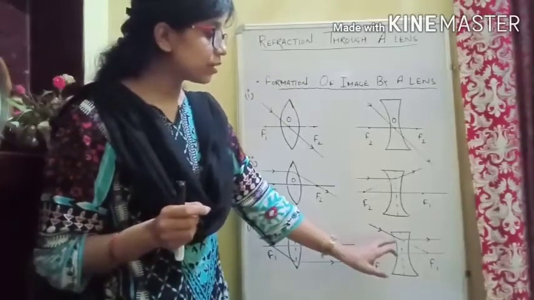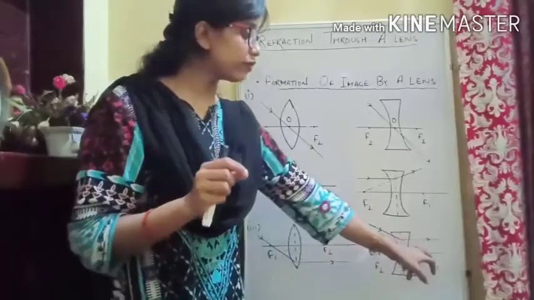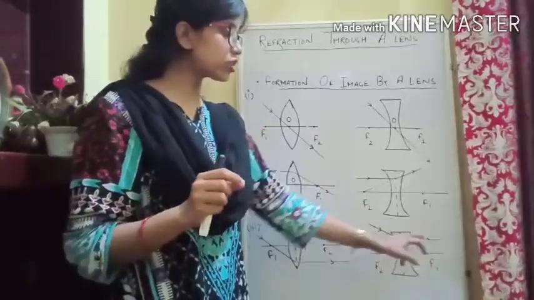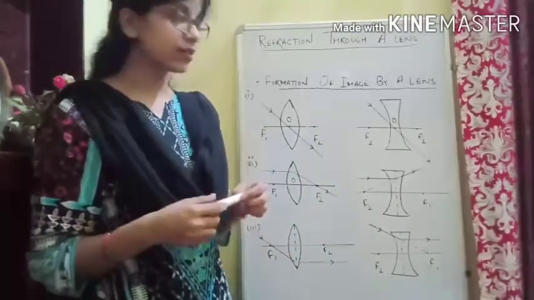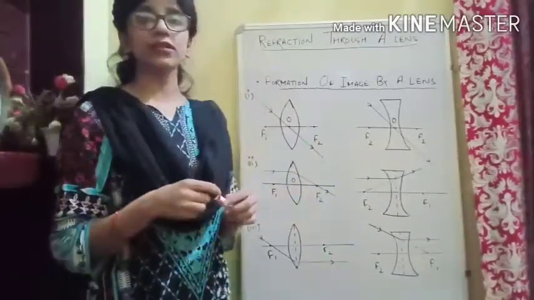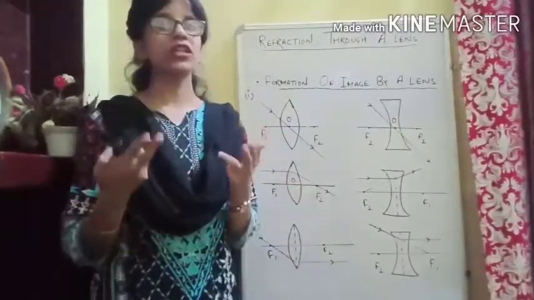Now in this concave lens, if a light ray appears to come from the first focus, after refraction it will go parallel to the principal axis. Likewise, I have drawn the diagram. You can see these three rays we can take. We have to take any two rays.